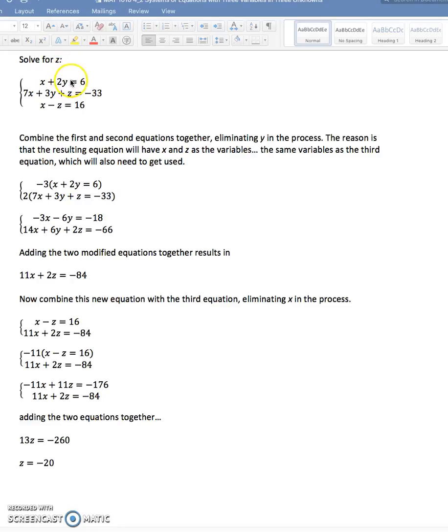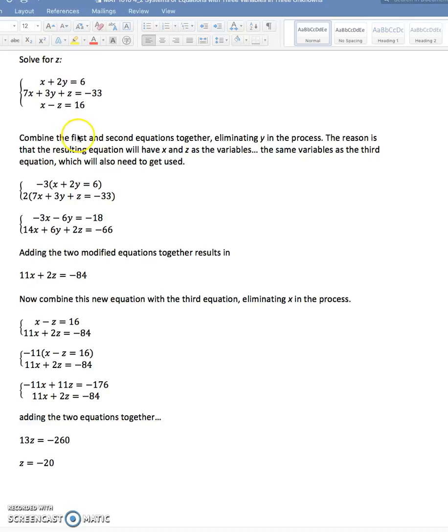So what I'm going to do is take the first two equations here, and get rid of y. The reason I'm going after the y is because look at the third equation. It already has x and z in it. So if I take the first and second equations and get rid of the y variable, then I'll be home free. So look at the 2, look at the 3. Those are the coefficients in front of each of the y's here. The least common multiple between those is a 6.